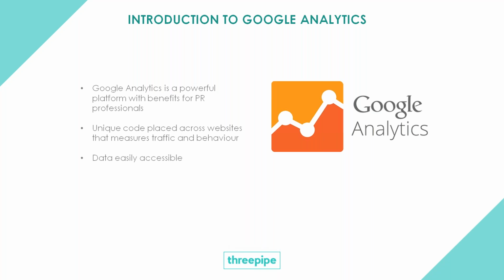For those of you who are relatively new to analytics, we'll just quickly touch on some of the key points before we get into the finer details of what we can track. Google Analytics is a very powerful platform with a lot of benefits for measuring PR activity. It's quite simple to use. You get a code that you put across your website, and what that code does is it tracks traffic and that traffic behavior across your website. One of the greatest things about Google Analytics is that you don't need to be a programmer or a data scientist to be able to go in and start to get some good insight that you can actually use across your campaigns.